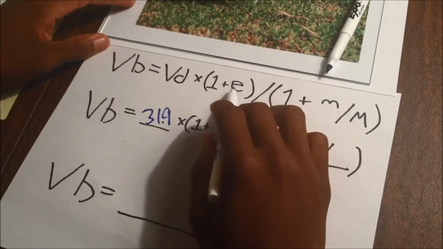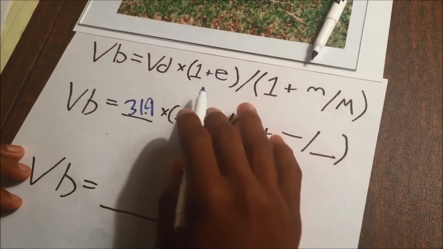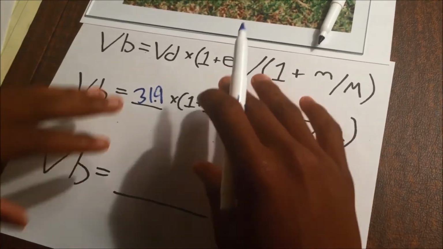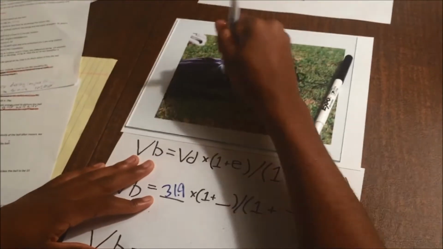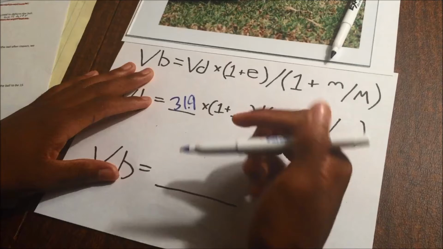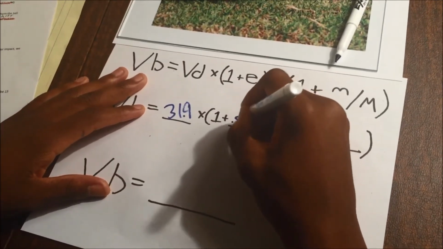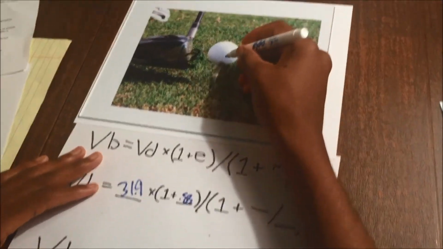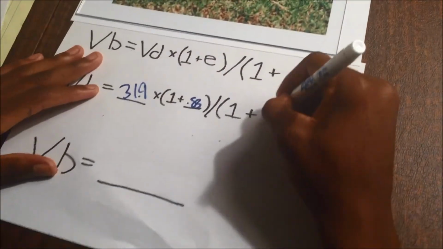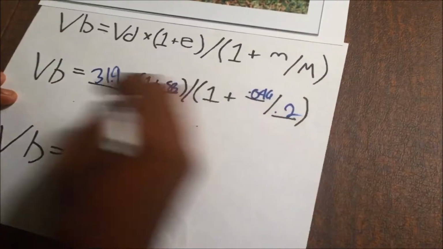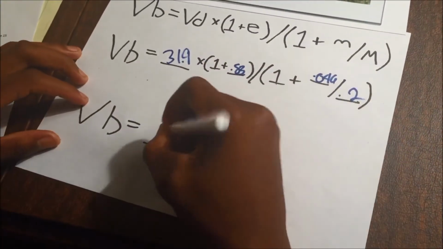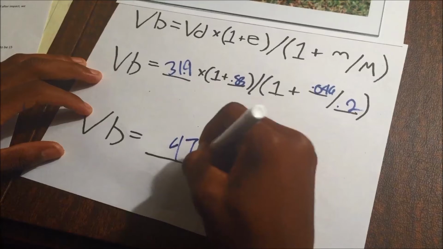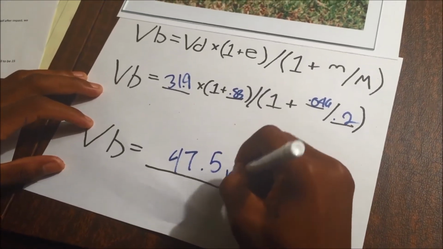E is the coefficient of restitution, which accounts for the kinetic energy used in the compressed ball. E is typically 0.83 during a golf ball hit. And we know that the mass of the ball is 0.046 and the mass of the club is 0.2 kilograms. Now we can solve for our equation. See, the velocity of the ball is 47.5 meters per second.